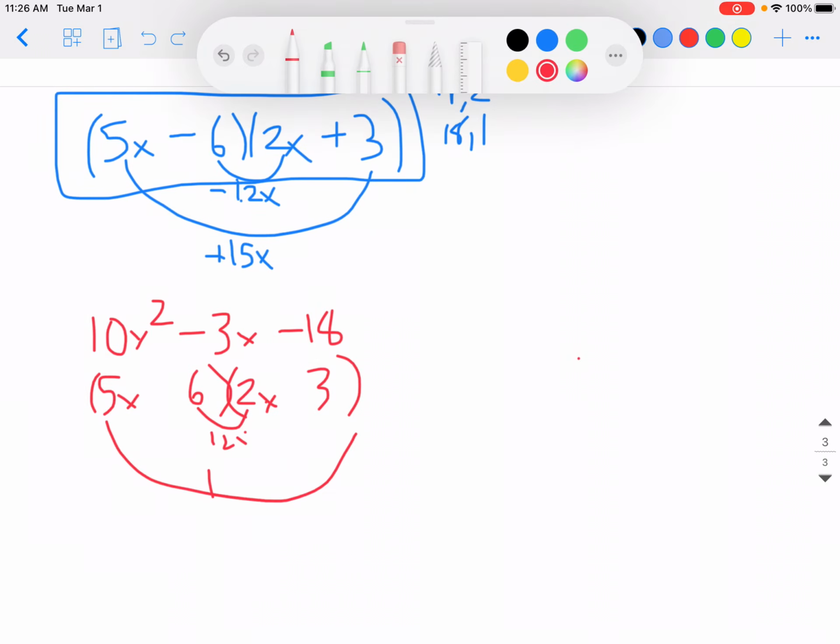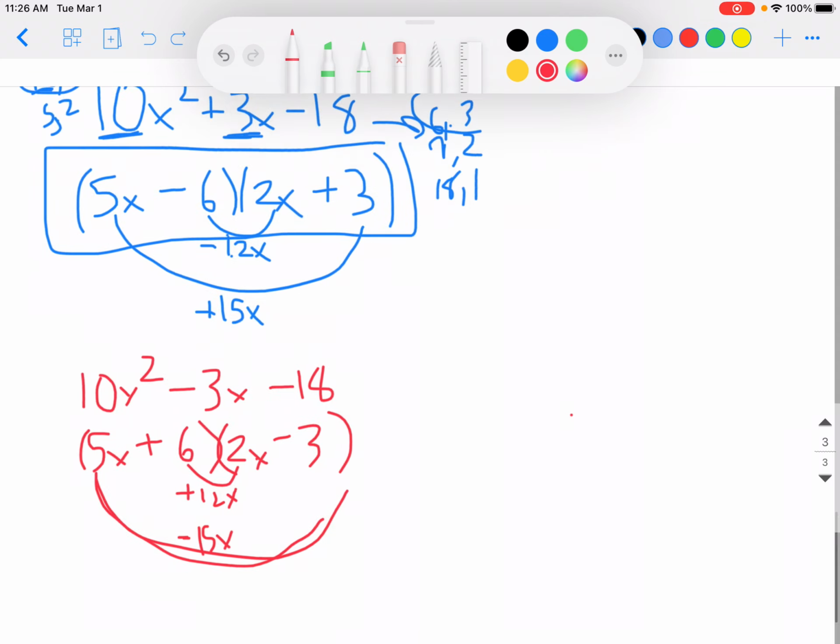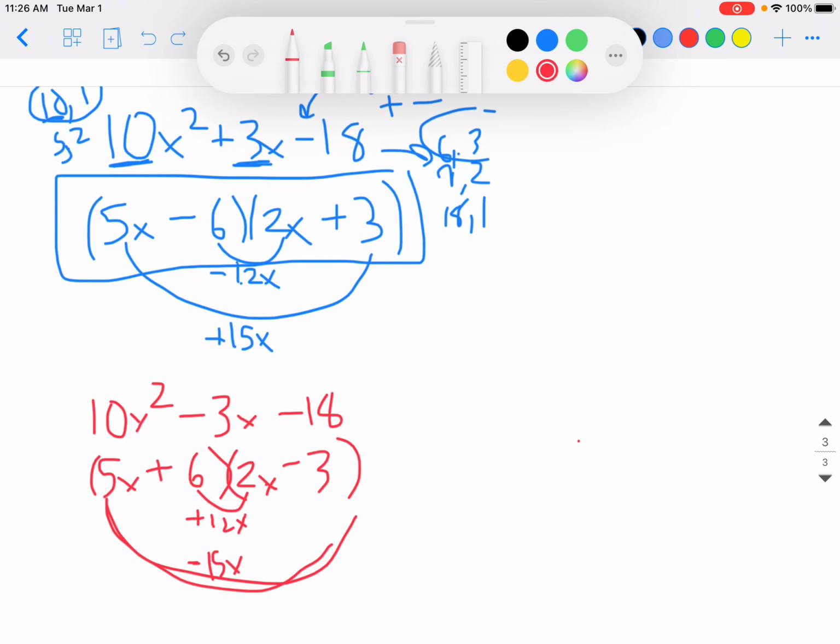This is 15x. Now I need it to be negative, so I need this one to be the negative one, this one to be the positive one. The way that's going to happen is by making this negative 3 and that one positive 12. So essentially to do this, again, a lot of guess and check, and you got to quickly FOIL to make sure that you're matching up with the middle term there so that it all works out in the end.